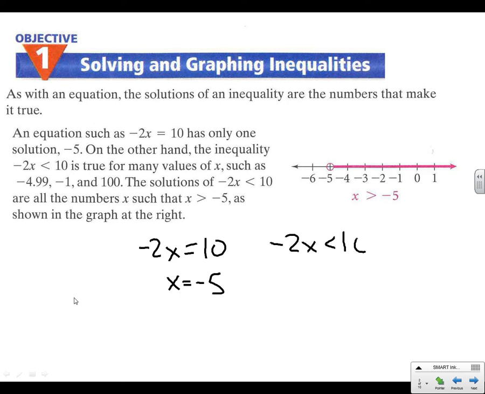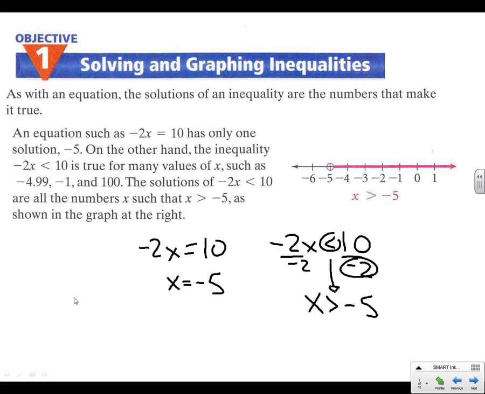But if we switched it around and we had an inequality saying negative 2x is all the numbers that are smaller than 10, then when we divide, we're going to get x is, still negative 5. If you remember from algebra, for inequalities, if you divide by a negative, we're going to switch our inequality around. So it becomes x is greater than negative 5.